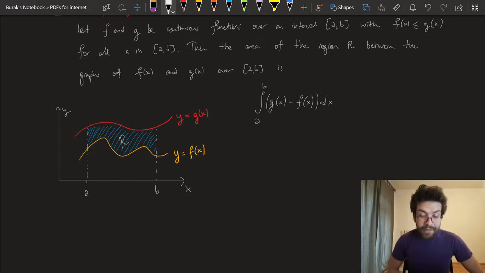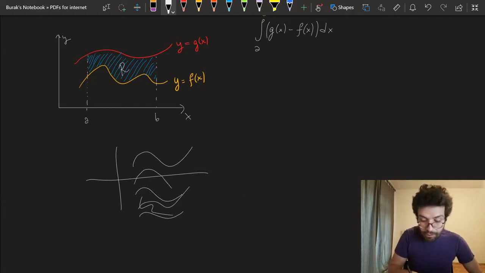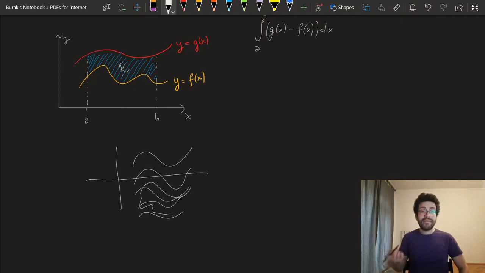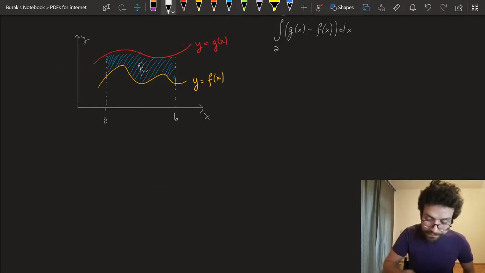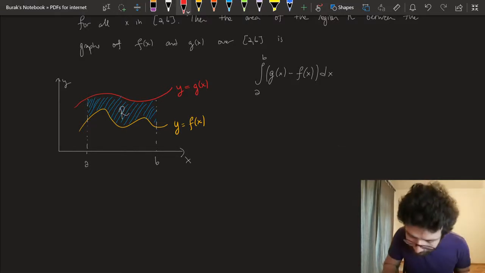And it doesn't matter whether f and g are positive or negative. In this picture, I drew the picture as if these are positive functions, but this is not necessarily the case. These can be negative. They can be both negative. One of them can be positive, the other one can be negative, and they can just go up and down around the x-axis. It doesn't matter. If you take this difference and integrate this over this interval, then you're going to get the area of this region. Okay, so this is my top function, and this is my bottom function.